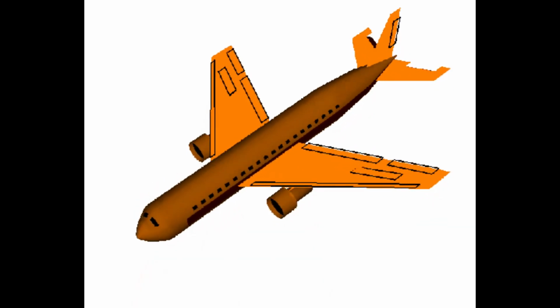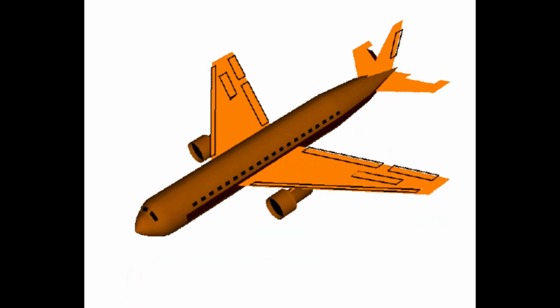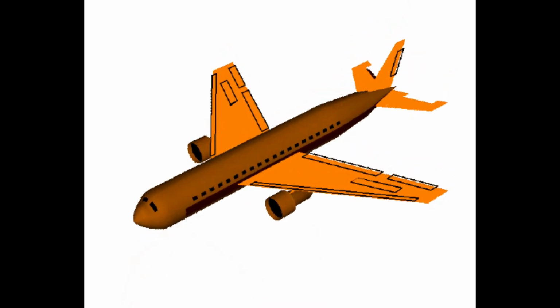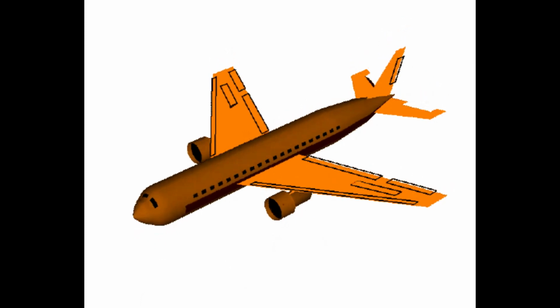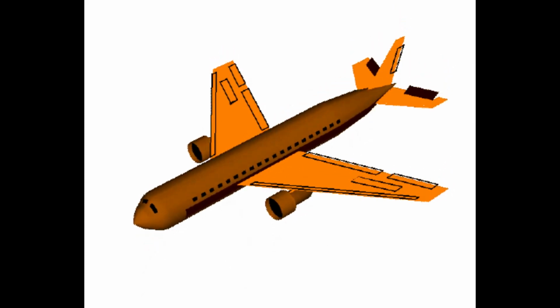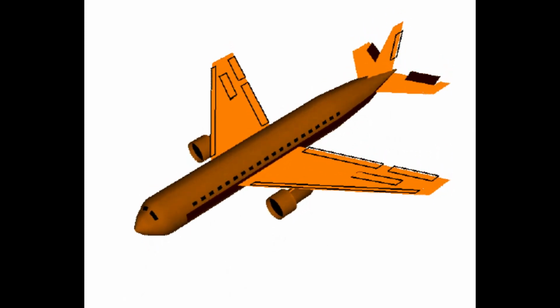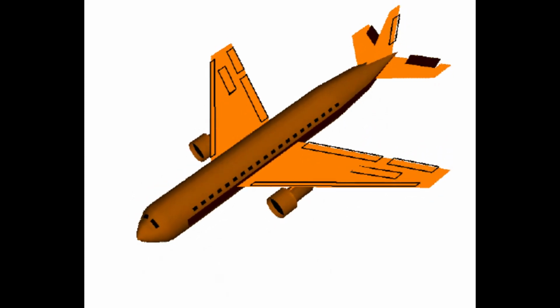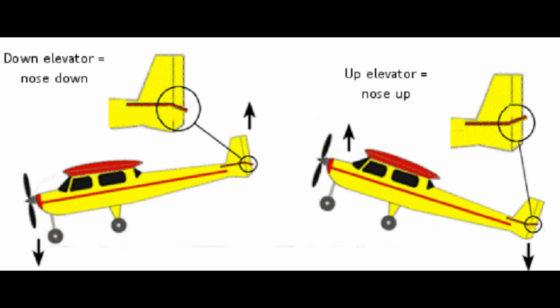Another critical part of the airplane's control system are the elevators. These small but powerful control surfaces are located on the horizontal stabilizer at the tail end of the plane and are pivotal in managing the pitch. Elevators control the pitch of the airplane, which is the angle of the nose relative to the horizon. Now, by adjusting the elevators, the pilot can make the airplane climb or descend.